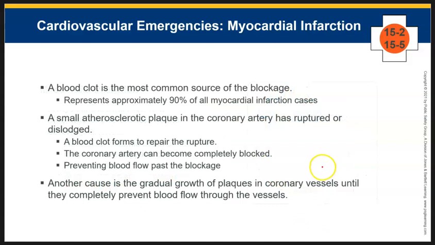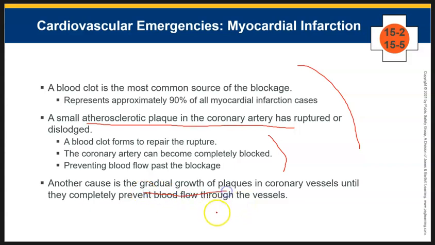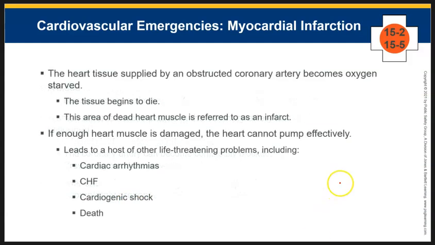Now, blood clot is one common source of the blockage, and this can be treated in a cardiac catheter lab in the hospital because perhaps we have a plaque building up inside the coronary artery that has become dislodged and eventually provides the blockage. Another possibility is just growth of plaques that over time will start to constrict the vessel and constrict it even more until they eventually prevent blood flow. Heart tissue supplied by an obstructed artery becomes starved for oxygen and eventually begins to die. This is called an infarct.